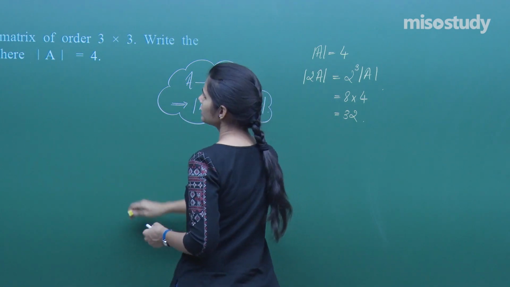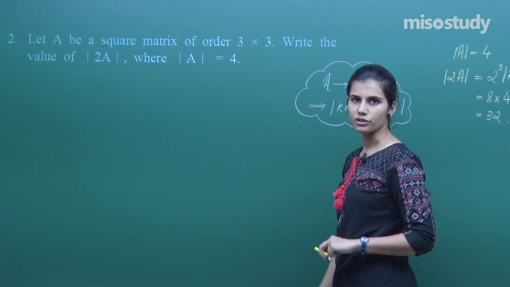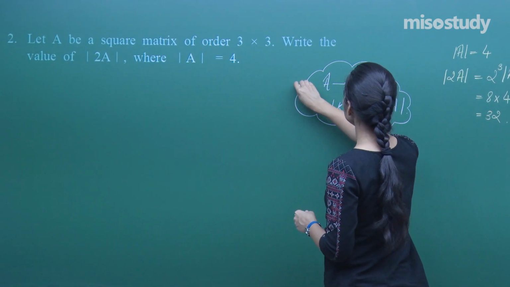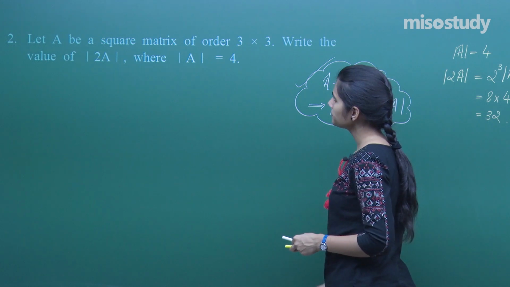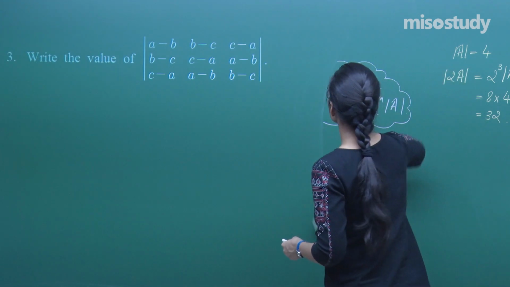So 32 is the value of determinant of 2A if determinant of A is 4 and A is a square matrix of order 3 cross 3. Easy enough, only usage of this particular concept. Next I have to write the value of this particular determinant.